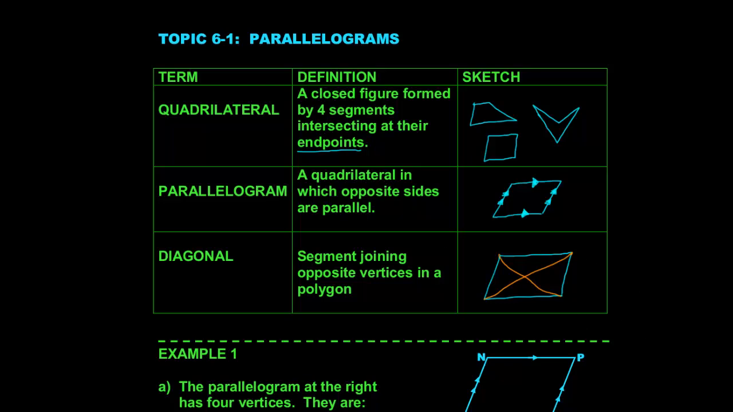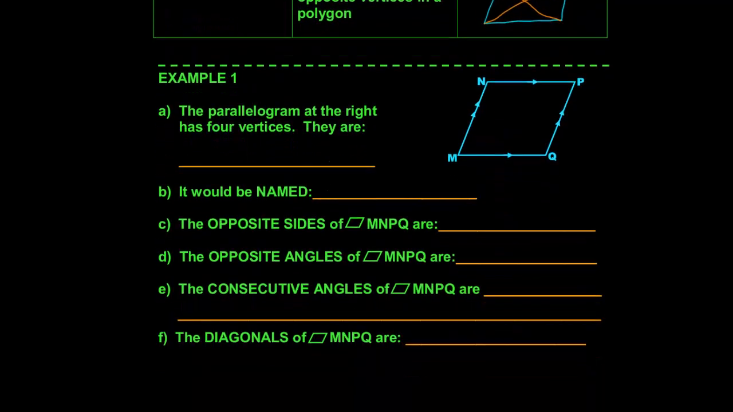Alright, so let's look down the page at our examples. Example 1: the parallelogram at the right has four vertices. We're going to name the vertices, the points right here where they all meet. 1, 2, 3, 4. So we're just naming the points. M, N, P, and Q.